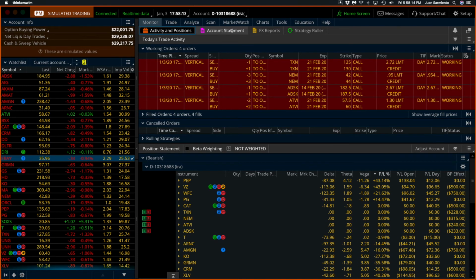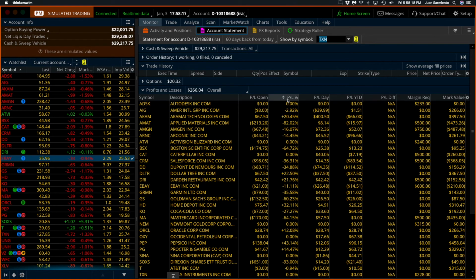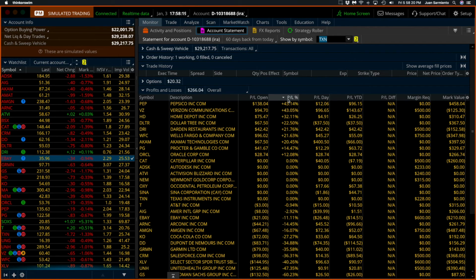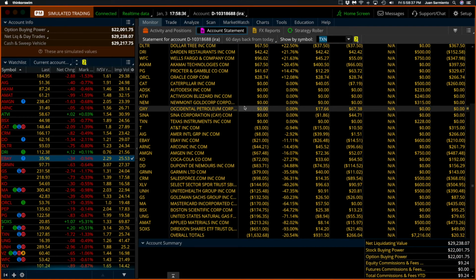Let's see if there is anything that we need to close. Go to the account statement and click on the P&L since the opening, and we have PepsiCo and Verizon at 43%. Remember, we are looking for a minimum of 50% return on our money. Otherwise, we have to let it go till the end. That's the philosophy of my trading here.